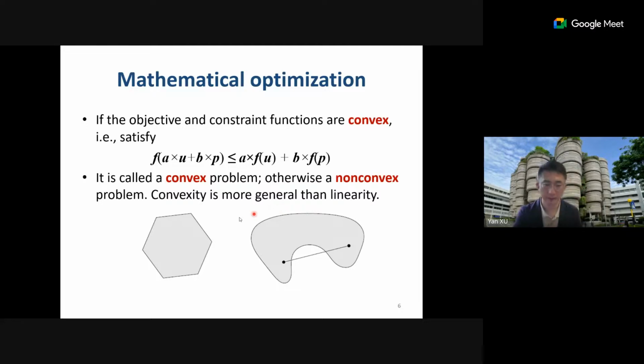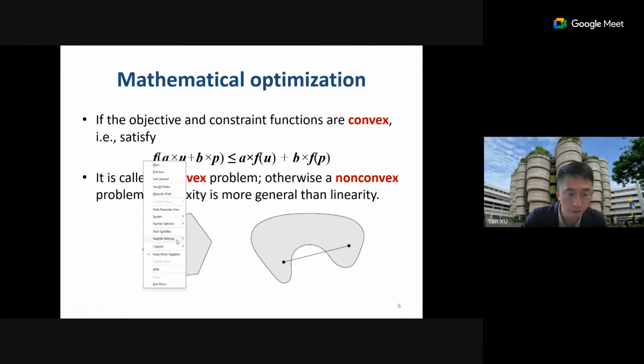Basically, if we have such a feasible region, for any two points within the region, the line connecting the two points is always within the region. Then this case is convex.